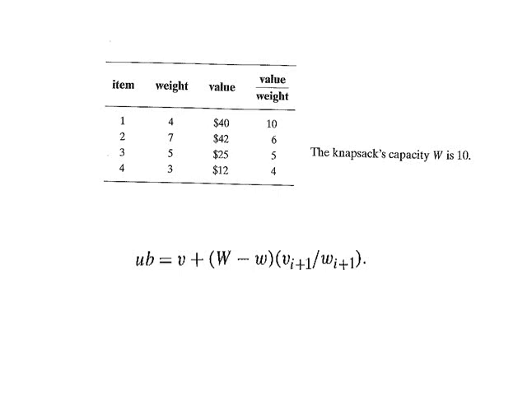Then v(i+1) divided by w(i+1) is the ratio of the next item to be considered, that is the value by weight for the next item to be considered. That is, if we are trying to add the first item, then v(i+1) and w(i+1) will be those of the second item.